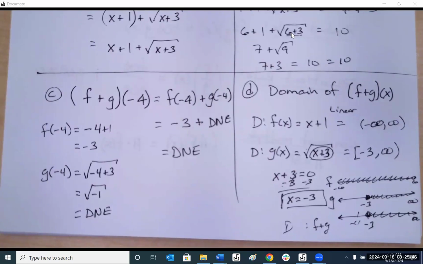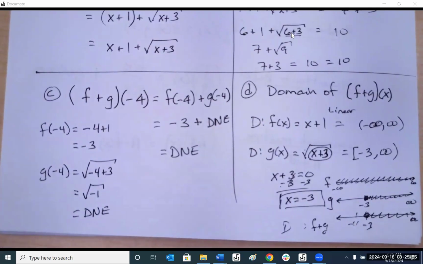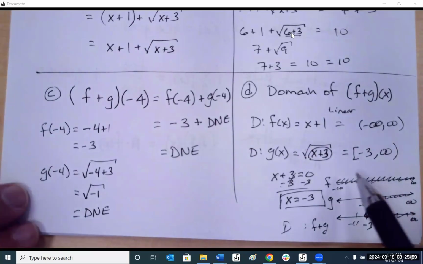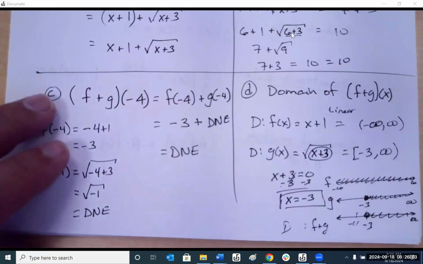So the way that we would write it out is the domain of f plus g. The domain is -3 to infinity. But we're talking about the domain of f plus g, so we have to first find the domain of f, find the domain of g, and see where they overlap.